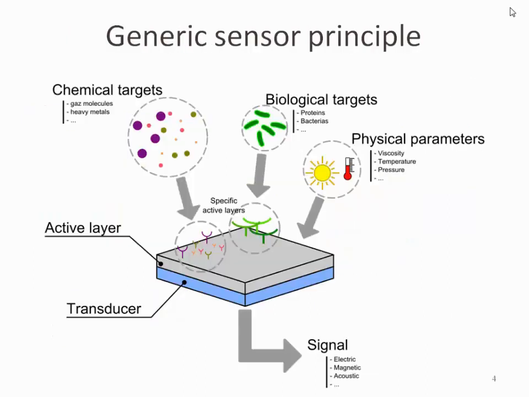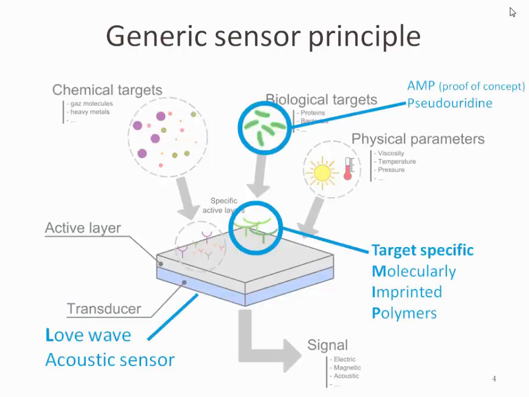So moving on to the generic sensor principle, in this conference I think it's not mandatory to mention this, but I will focus on what we want to detect here. We are focusing on two biological targets. First, we are going to try to detect adenosine 5-monophosphate, AMP, as a proof of concept for our detection principle, and then focus on the nucleoside, which is pseudouridine.